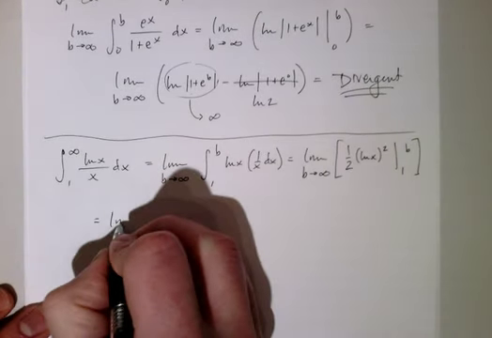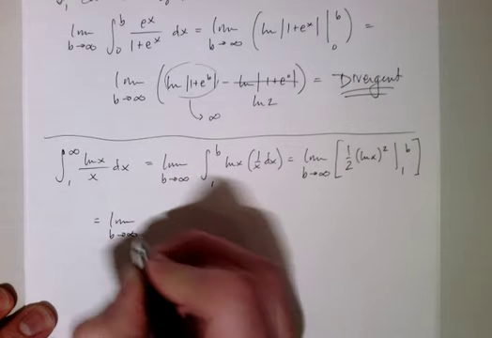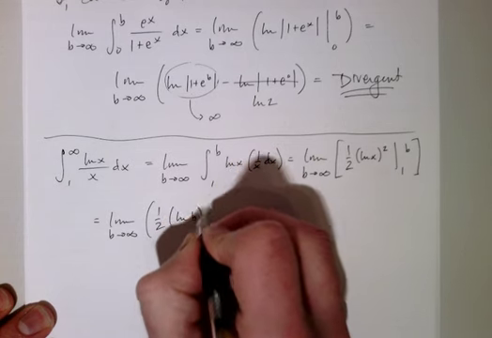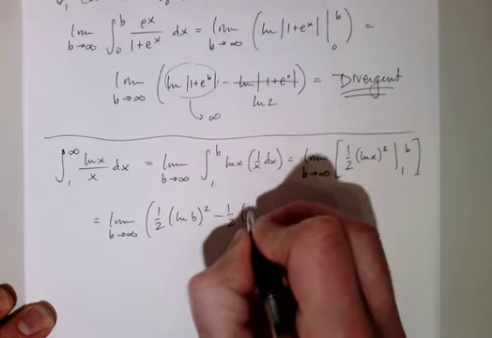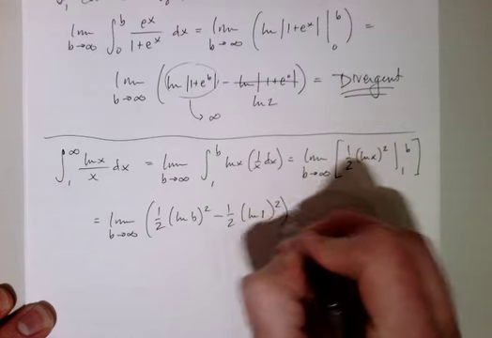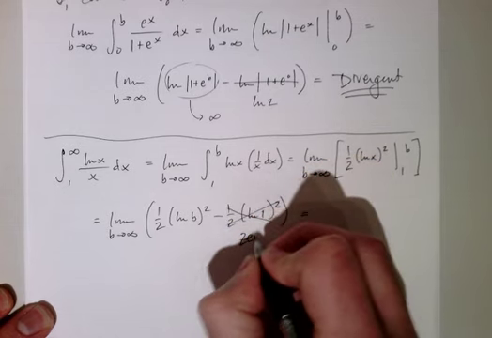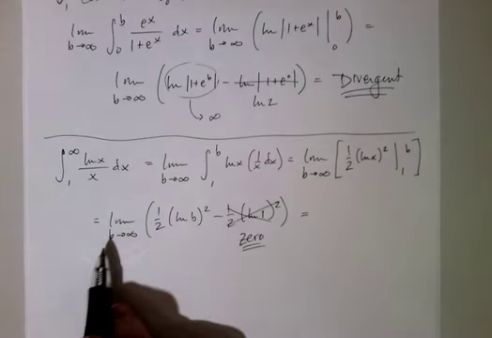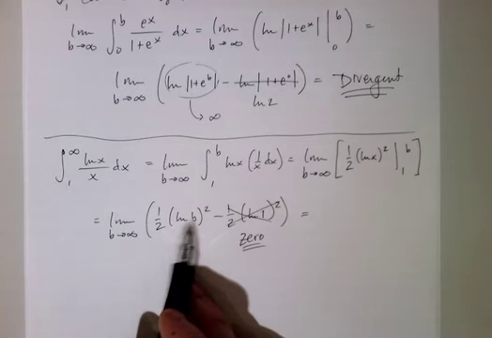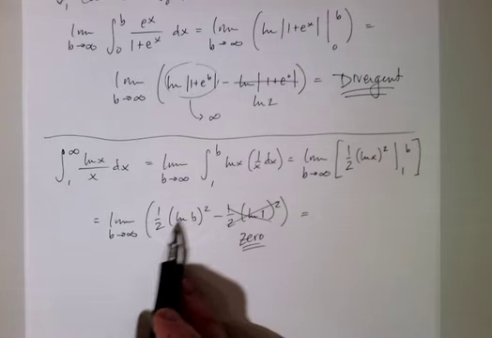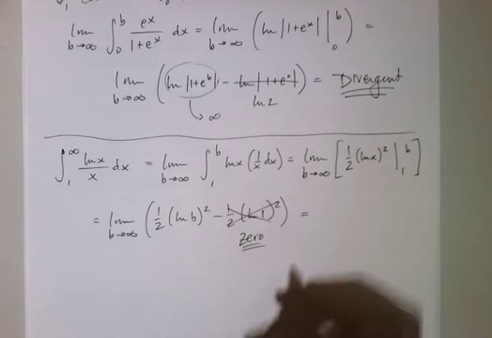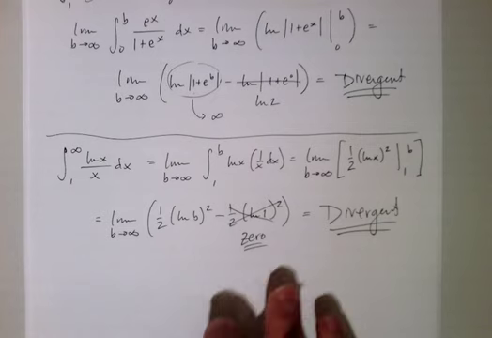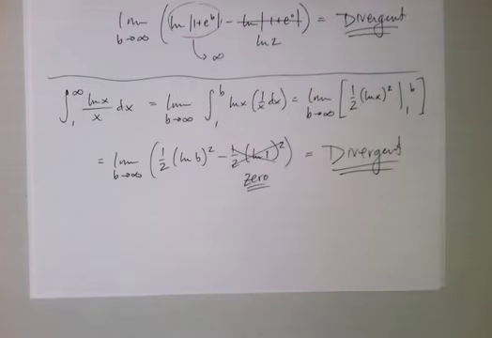And so I have the limit as b approaches infinity of 1/2 natural log b quantity squared minus 1/2 natural log 1 quantity squared. Well, that right there is 0, because natural log 1 is 0. And of course, as b approaches infinity, natural log b approaches infinity. So 1/2 natural log b squared is going to approach infinity. This, again, is divergent. But could I have done this one another way?